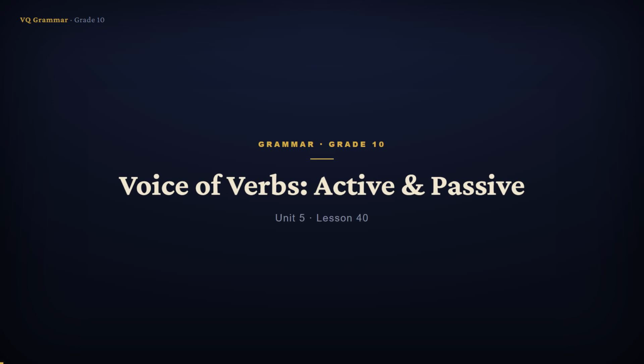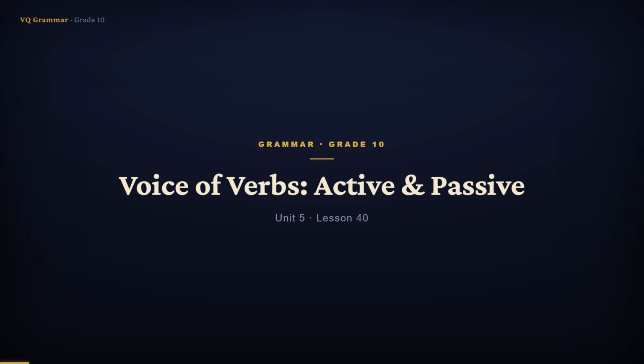This is Unit 5, Lesson 40, the last lesson of the unit, and a big one. We've built the principal parts, walked through the 6 tenses, added the progressive and emphatic forms, and learned to keep our tenses consistent. Today we finish the verb with one final question. Not when the action happened, but who is doing it and who is getting it. That question has a name.